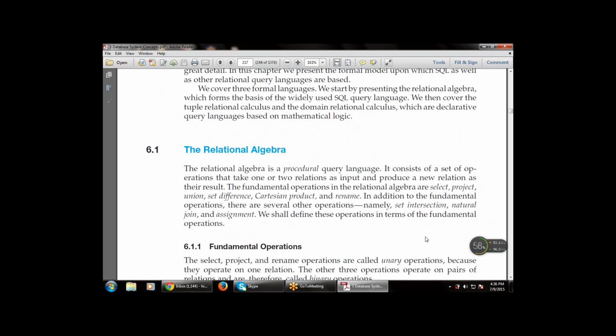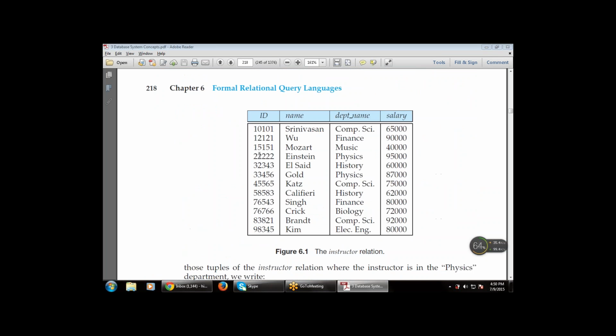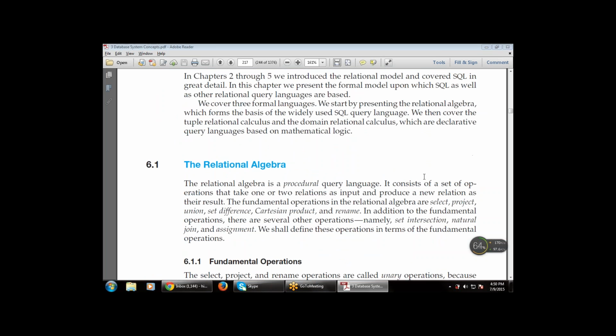What is relational algebra? So the first topic is relational algebra, and how to use it. What is the usage of relational algebra? So this is the first topic. This says the relational algebra is a procedural query language. So it's a procedural query language.